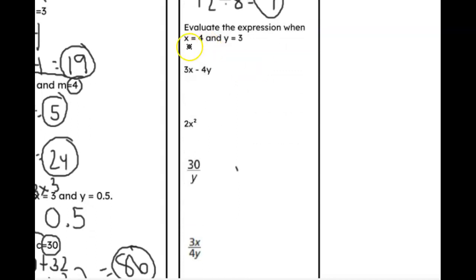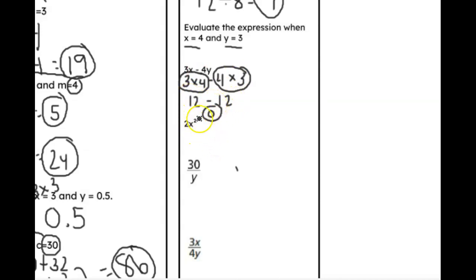These next four, we're going to use the information right here. X equals 4 and Y equals 3. On this first one, we have a letter and a number next to each other. X is 4. So we have 3 times 4 minus 4 Y is 3 times 3. So 3 times 4 is 12. 4 times 3 is 12. And 12 minus 12 is 0.